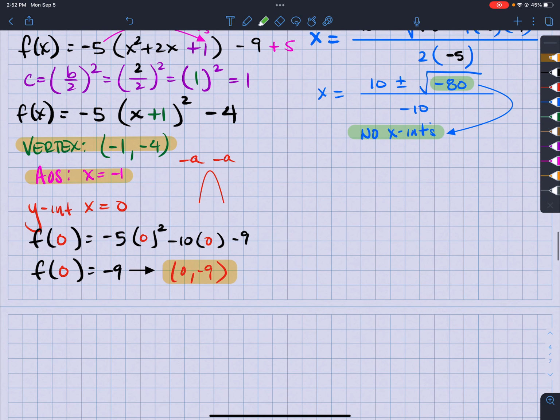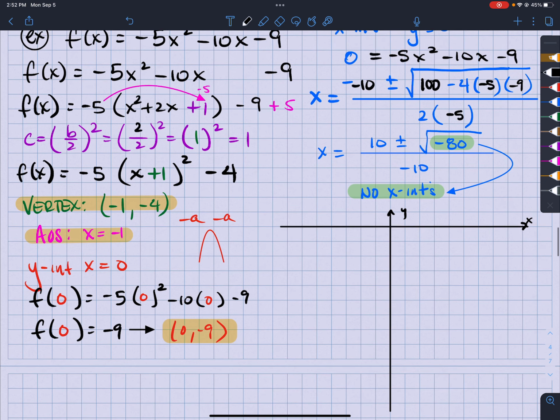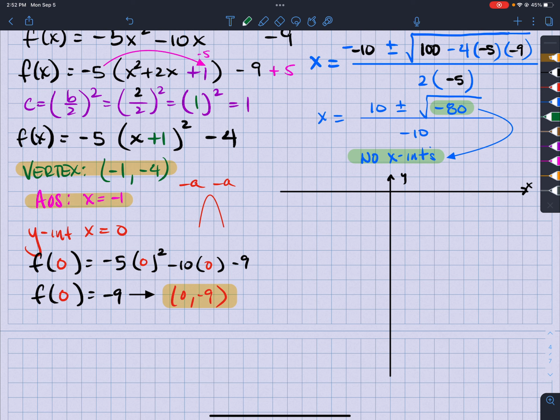So let's go ahead and plot this and see what it looks like. All right, so here's my x-axis, here's my y. So what do I have? I have my vertex, which is -1, -4. -1, -4 is right here. I have my axis of symmetry, which is right down the center of that, right?